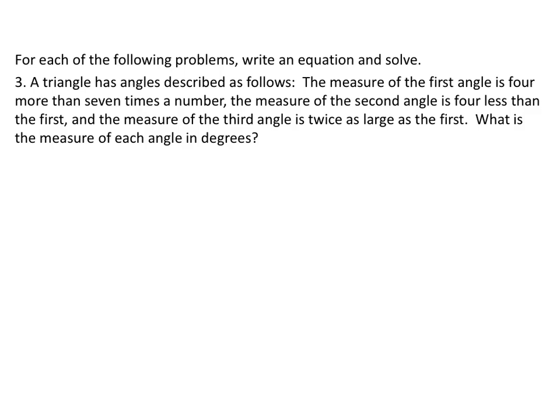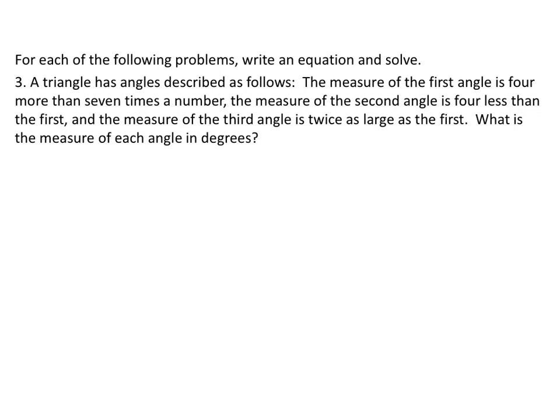A triangle has angles described as follows. The measure of the first angle is 4 more than 7 times the number. The measure of the second angle is 4 less than the first. And the measure of the third angle is twice as large as the first. What is the measure of each angle in degrees? Take 1 minute with your neighbor and solve this one by writing the equation and then solving it, and check your answer on that. For number 3, a triangle has angles described as follows.